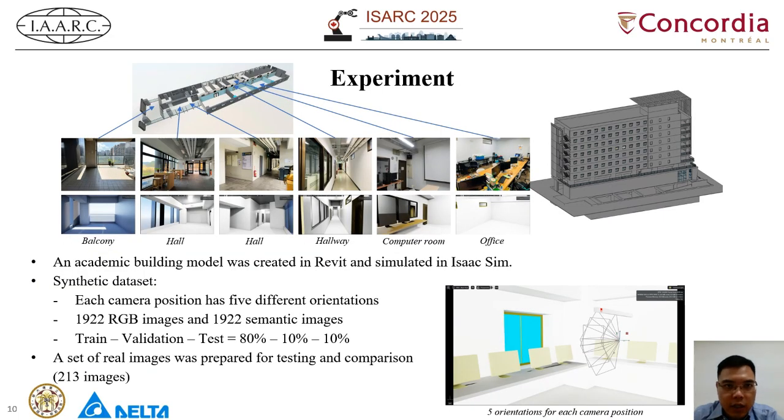For the experiment, an academic building in our university was selected. Following the framework, the building was then modeled in Revit and simulated in ISARC Sim. When creating camera poses, each camera position has 5 different orientations, making a total number of images of around 4,000. We then split the dataset into training, validation and test sets with a ratio of 80, 10, and 10%. A set of real images was also prepared for testing and comparison.